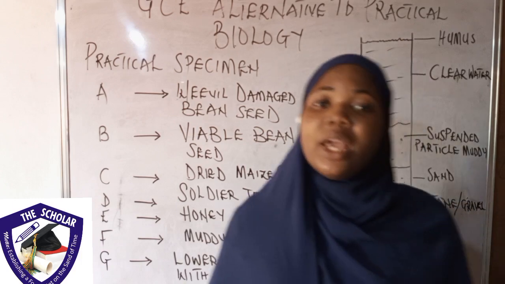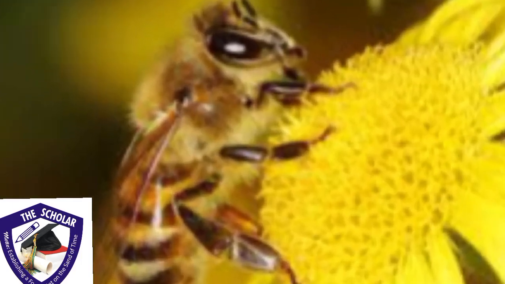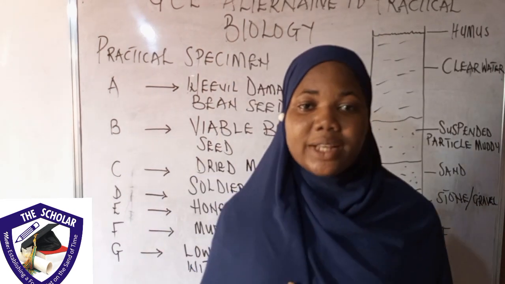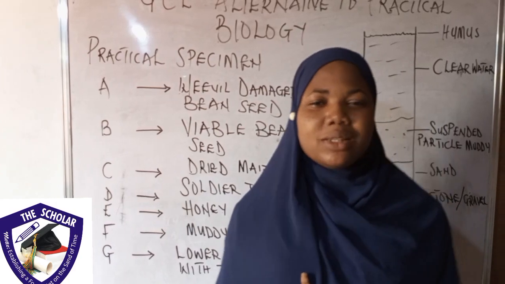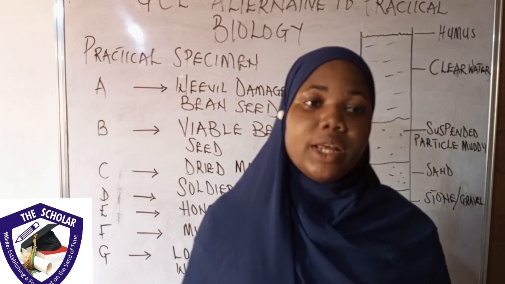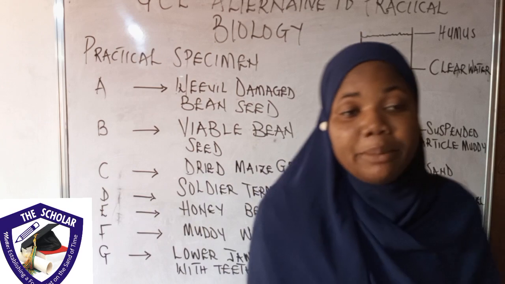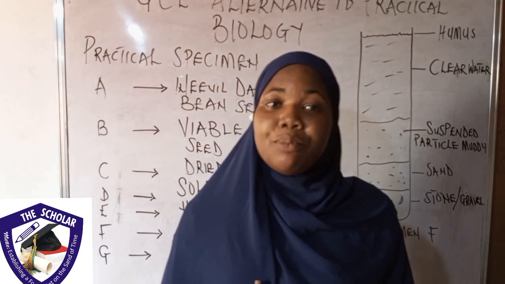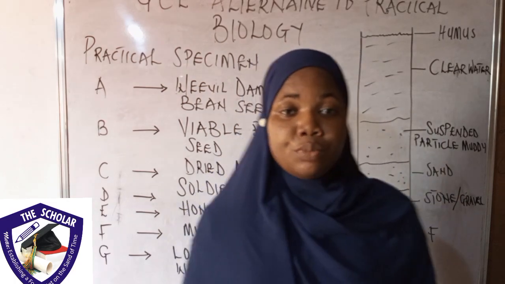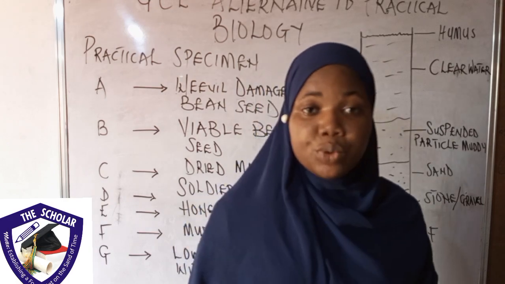Another importance is they help in pollination, the transfer of pollen grains from one plant to another. So they assist and help in what? Pollination. So you might be asked, what are the similarities between specimen D and specimen E? That's the similarities between our soldier termite and our honeybee. Number 1, they are both social insects, and they also have 3 body divisions: head, thorax, abdomen.